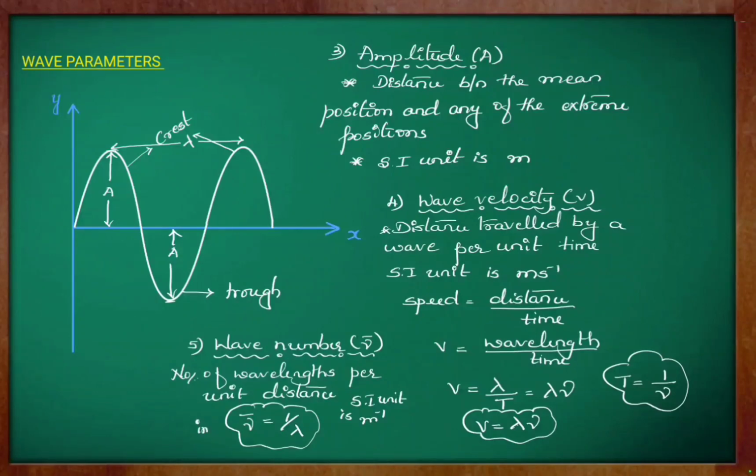These formulas which relate wave number and wavelength, as well as the speed of a wave with its wavelength and frequency, are important. Also, you need to remember that light travels with the same speed in vacuum and that speed is constant. It is represented by c, which has a value of 3 into 10 to the power 8 meter per second. c is the velocity of light in vacuum.